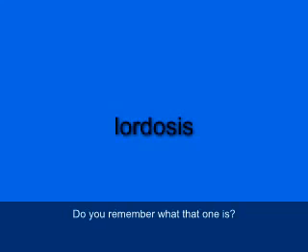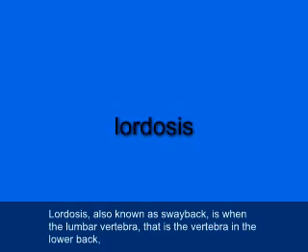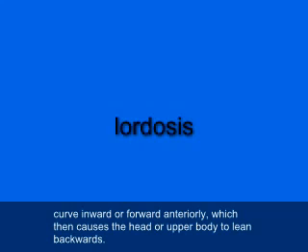Okay, the next one is lordosis. Do you remember what that one is? Well, lordosis, also known as swayback, is when the lumbar vertebra, that's the vertebra in the lower back, curve inward or forward anteriorly, which then causes the head or upper body to lean backward.